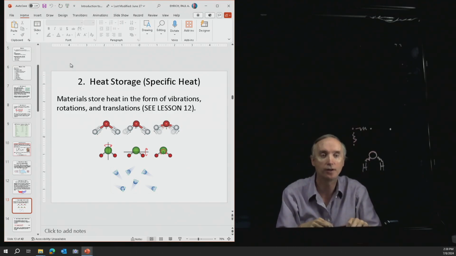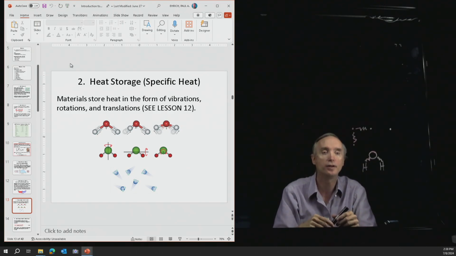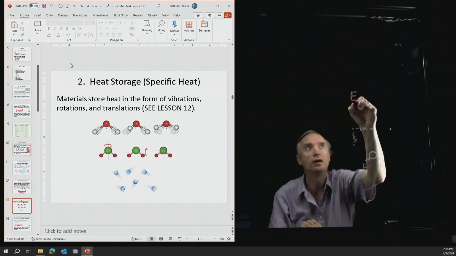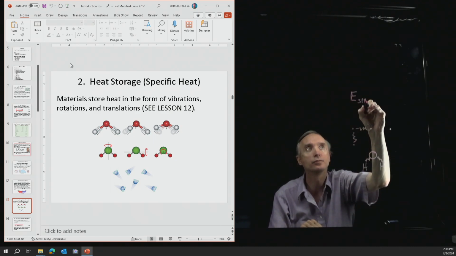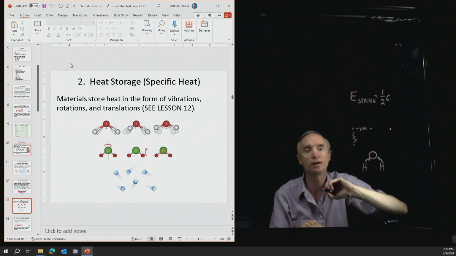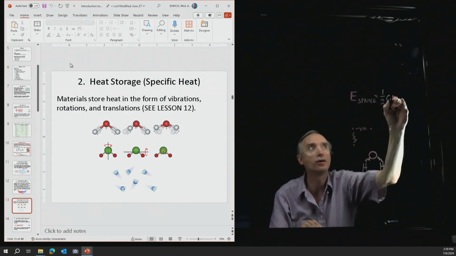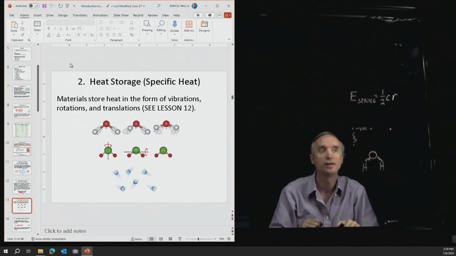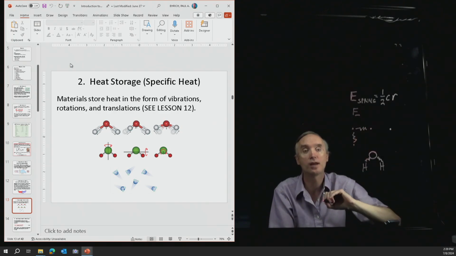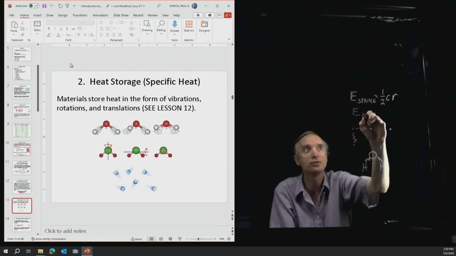Another way of storing energy is rotational motion. So if you remember in our video when we talked about energy, there was the energy of a spring, and that was going to be equal to 1/2, and then the spring constant, and then how far it stretched. Then there was another kind of energy, which was rotational kinetic energy.